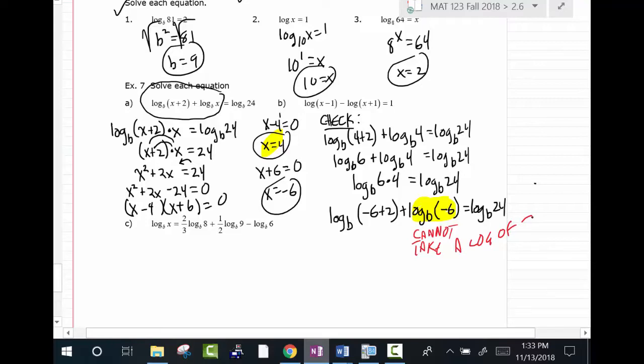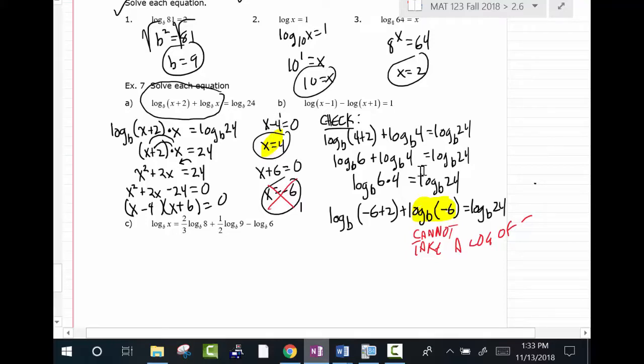So really all you've got to do for checking is make sure that you're never taking a log of a negative number, because logs of negative numbers make no sense whatsoever. And I'll show you in a minute what I mean by that. So the only answer to this problem would be 4. You've got to throw it out. That will happen a lot when you're dealing with log equations. It's just the way it works out.